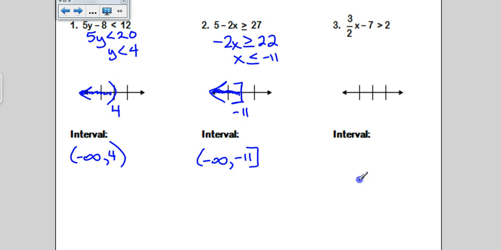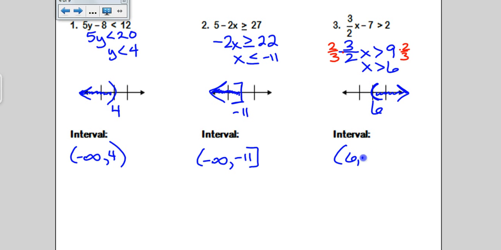Okay, and then on number 3, we're going to add the 7 to both sides. So 3 halves x greater than 9. And then I'm going to multiply both sides by 2/3. That's the best way to get rid of the fraction. So if I multiply this by 2/3, I end up with x is greater than 6. So here's 6. I'm going to shade everything greater than him. And then because it's not equal to, I need to put a parenthesis around that. So my interval for that solution would be 6 up to infinity, parenthesis.